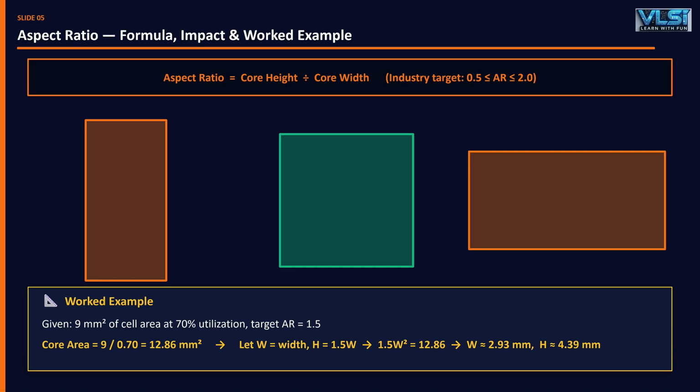Now here's where engineers become precise. They don't guess dimensions, they calculate. Given total cell area and utilization, they compute required core area. Then using aspect ratio, they derive width and height. This is mathematical design, not trial and error, because once you lock this, everything downstream depends on it.